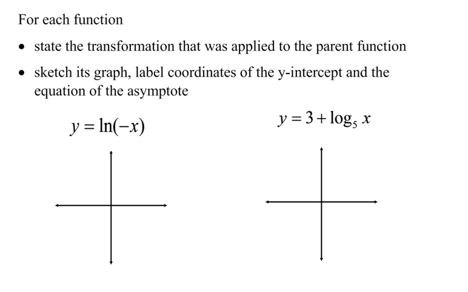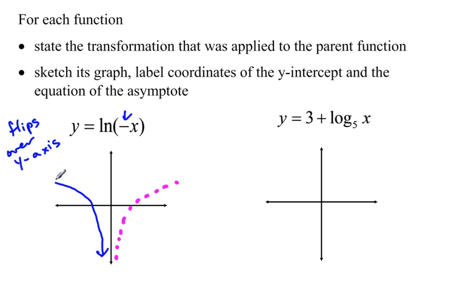All right, let's look at our next one. This time the negative is on the inside, and when it's on the inside, it flips over the y-axis. So if I go back and draw in that original natural log graph like this, I know that when I flip over the y-axis, it's going to do this. And that point (1, 0) that was here is going to land over here at (-1, 0), and my asymptote is still here at x equals 0.